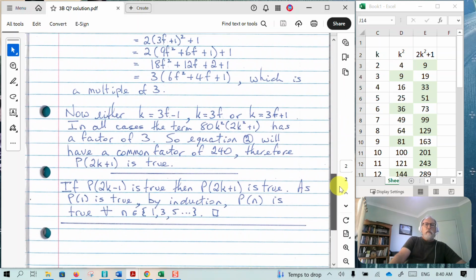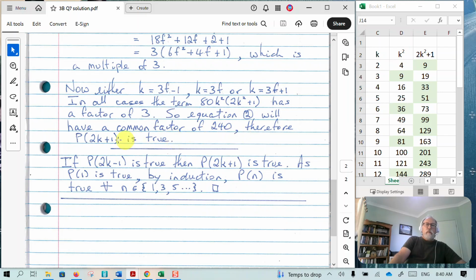That means that there is a factor of 240, which means that we have proved proposition p 2k plus 1. And finally, here is my conclusion. So if p 2k minus 1 is true, we have managed to prove the following case, p 2k plus 1. As p1 was true, then by induction the proposition is true for all odd number values of n.